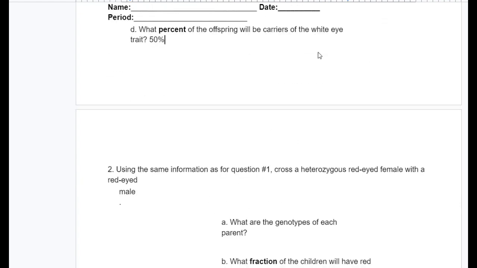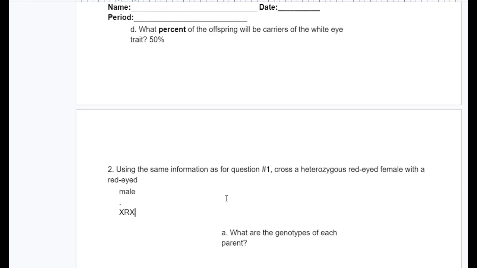Now, using the same information for this, cross a heterozygous red-eyed female with a red-eyed male. So she's going to have something that looks like X big R, X small r.